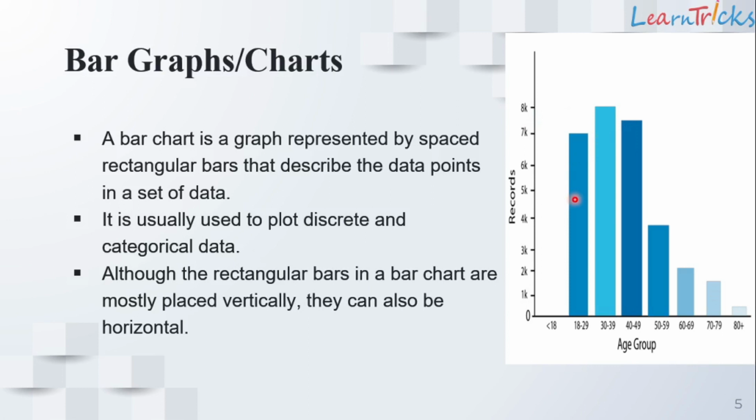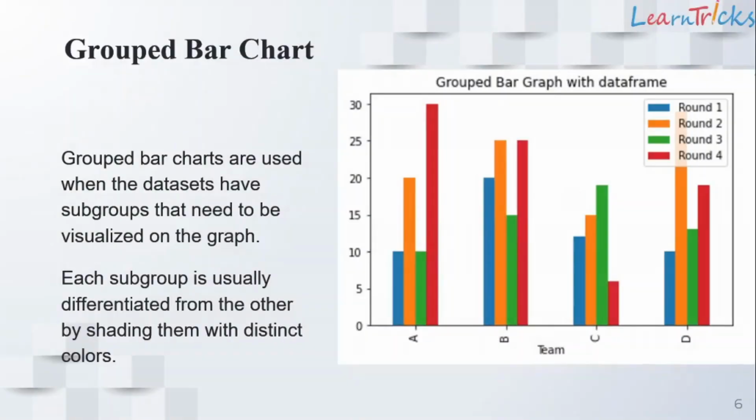Then we will move to the next type, the subtype of bar chart, that is the grouped bar chart. Now grouped bar charts are used when datasets have subgroups that need to be visualized on the same graph, and each subgroup is usually differentiated from the others by shading them with distinct colors or distinct patterns.